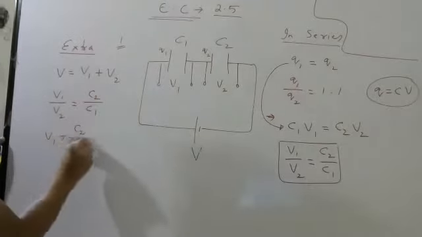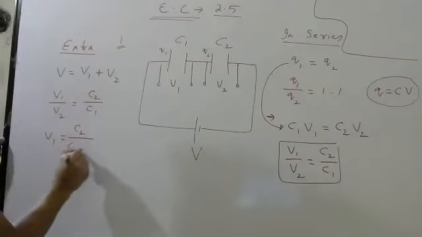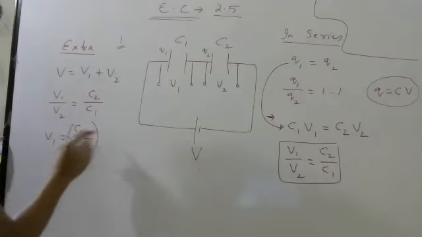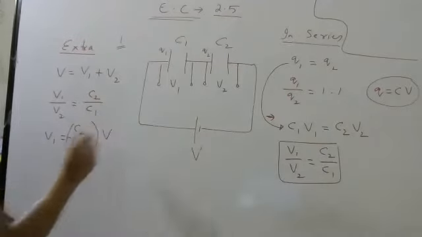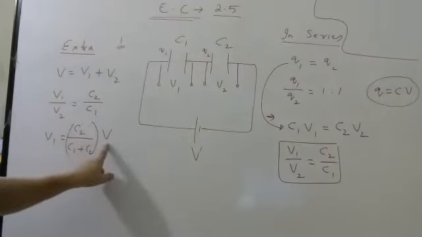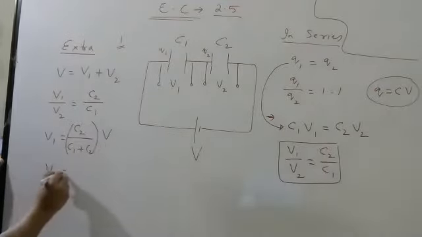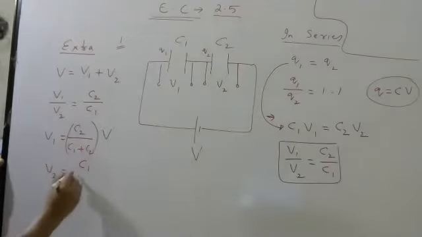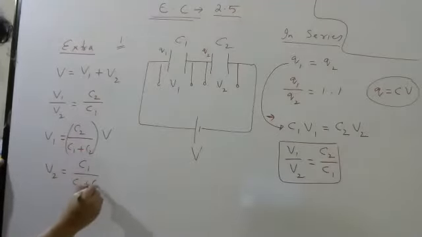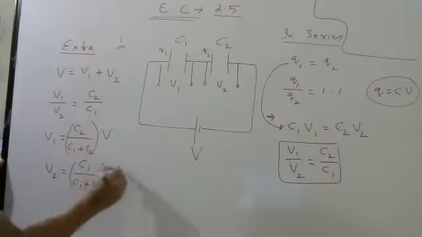C2 by total C1 plus C2 into total voltage, which is capital V. So this will be V1 in terms of V2. This will give you the answer very fast. Similarly, V2 will be what? C1 by C1 plus C2 into V.